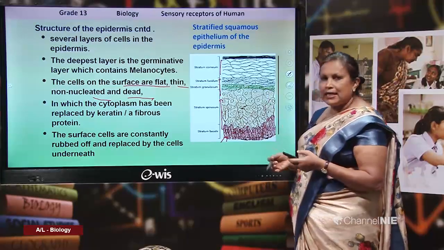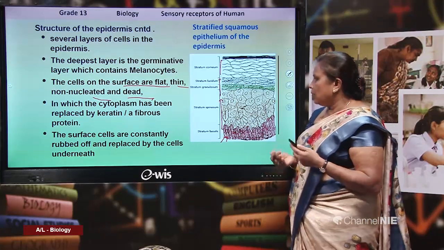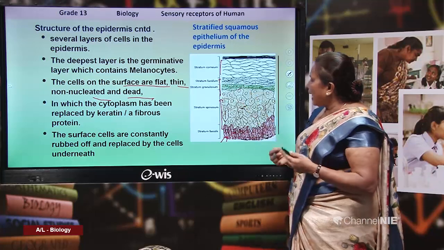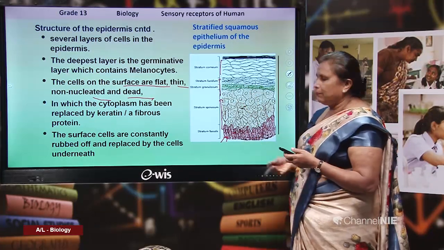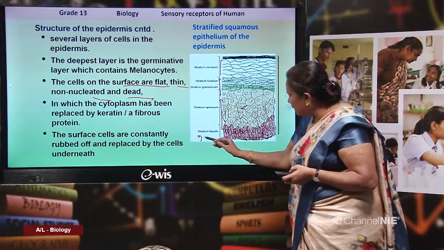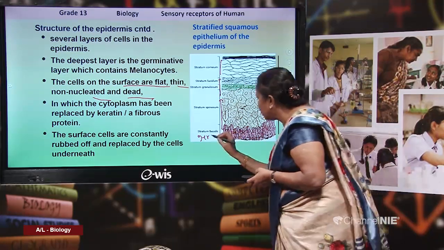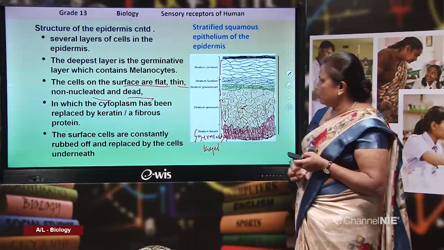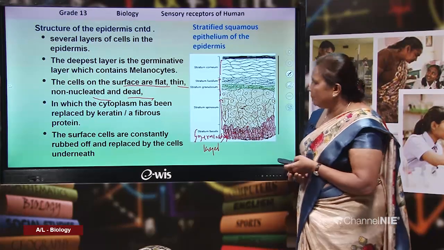And the surface cells are always rubbed off and removed. The new cells are produced from the germinative layer. This is what we call the germinative layer. This is the germinative layer, this one. There's a scientific name for that one, but just germinative layer will be enough for you.